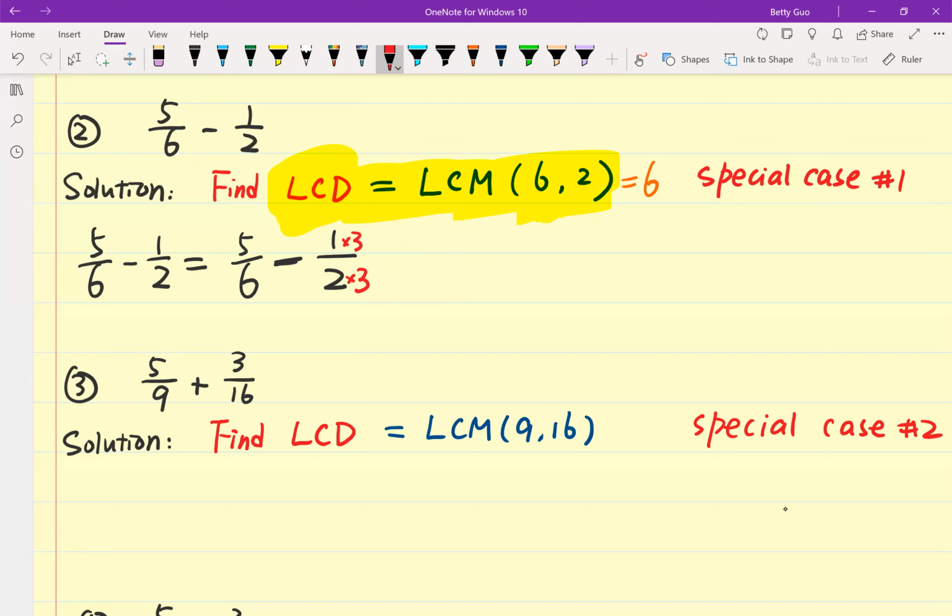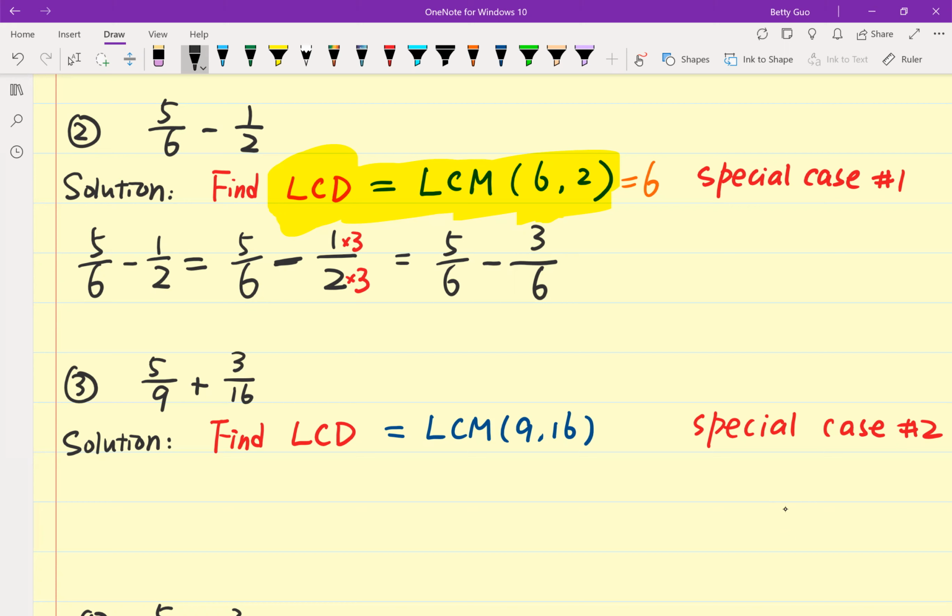But remember, we are changing the form of the fraction, not the value of the fraction. If you multiply a number on the bottom, you have to do the same thing on the top, by the multiplication property of fractions. This way, we change the form of the fraction without changing its value. Is that clear? So we have 5 over 6 minus 1 times 3 over 2 times 3, that is 3 over 6. That's how we write the two fractions as their equivalent fractions with the same denominators. Is that clear?